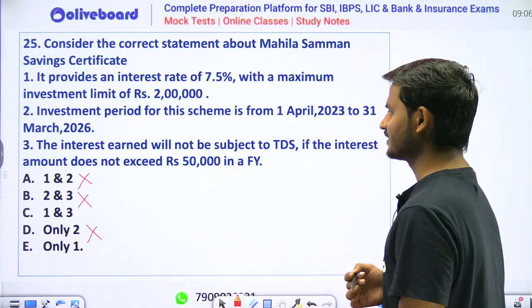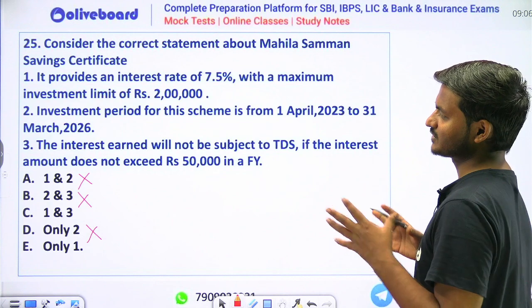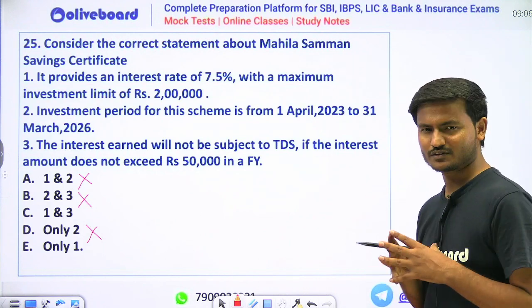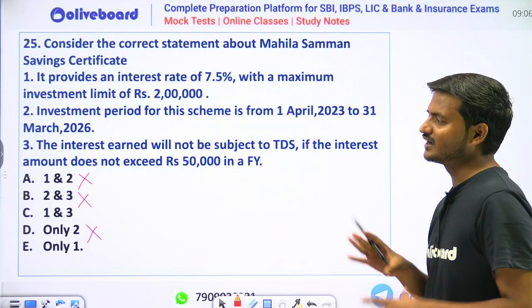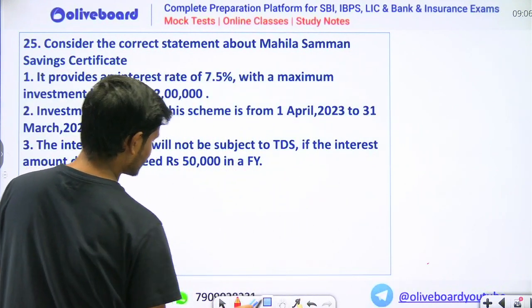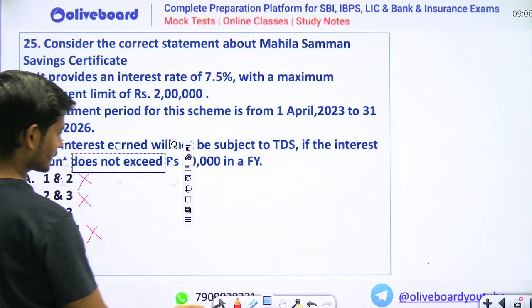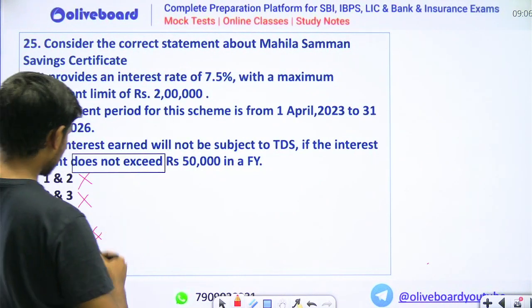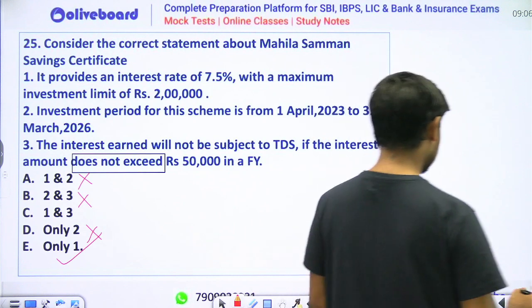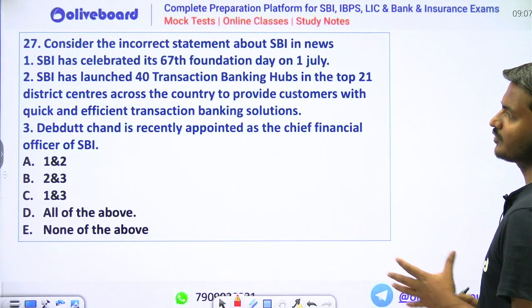Now 3, the interest earned will not be subjected to TDS if the interest amount does not exceed rupees 50,000 in one financial year. Again a barrier, again a limit. So if there is a limit, I would have left it, and hence I would have marked E as the answer, that is only 1 as the answer, right? Now let us move forward.